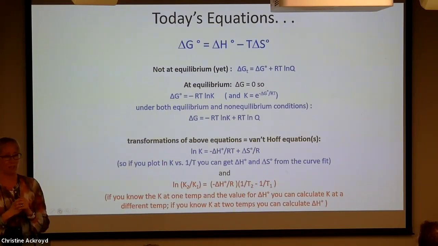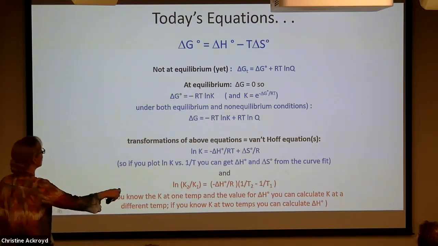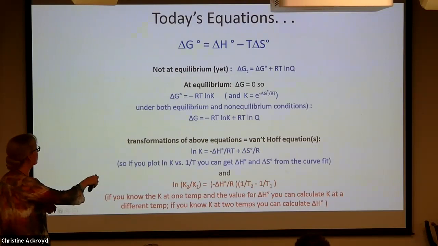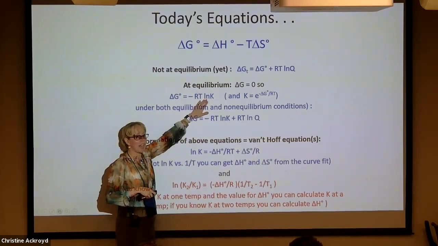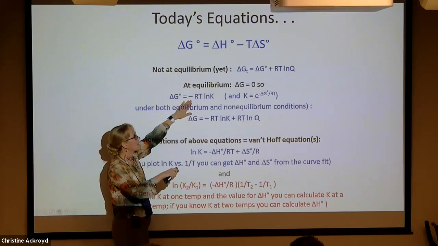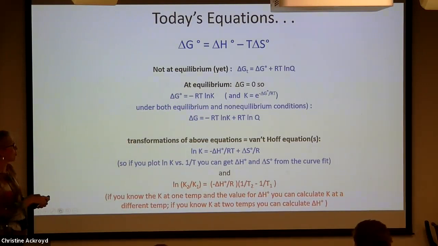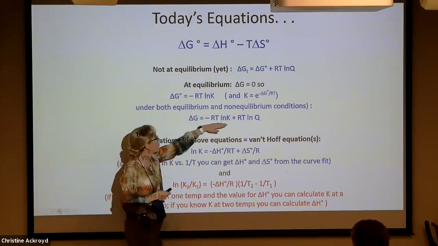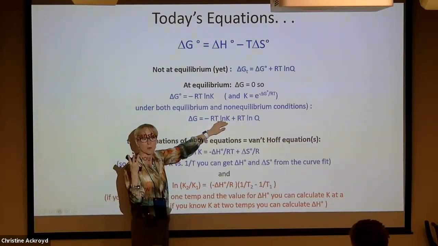Okay, so we have all these equations. There's actually not as many as it looks like, okay? You already knew this equation. That doesn't feel new to you, right? And we know that delta G naught equals minus RT log of K, right? So those are 2 equations that we need. This one, that's just a relay of this equation. Okay. We have a 3rd equation. Delta G equals minus RT natural log of K plus RT log of Q. We express that in a different form where the minus RT natural log of K is delta G naught. But that's really the same equation. So now we're up to 3 equations, right?